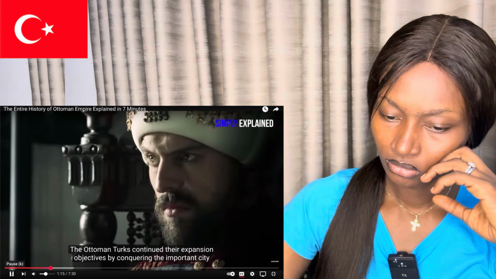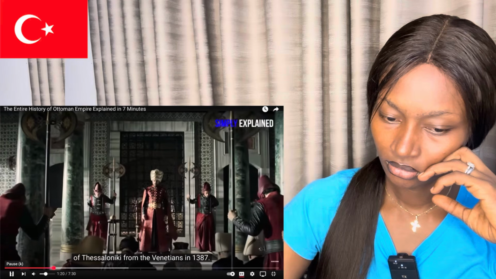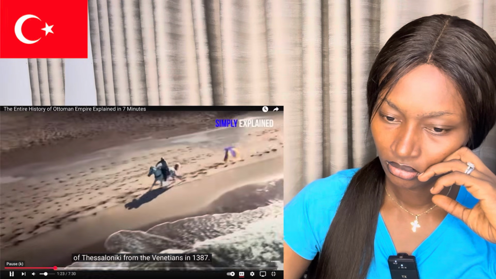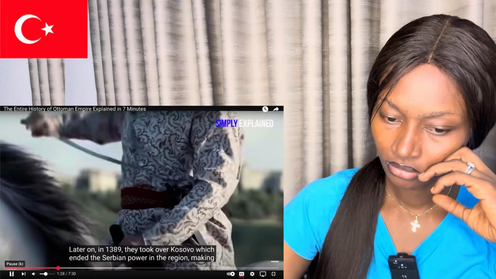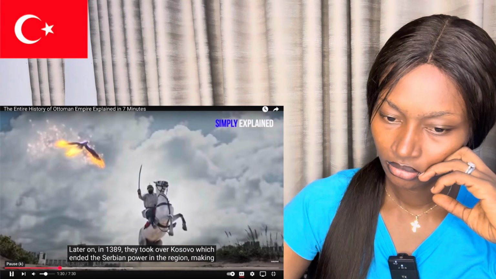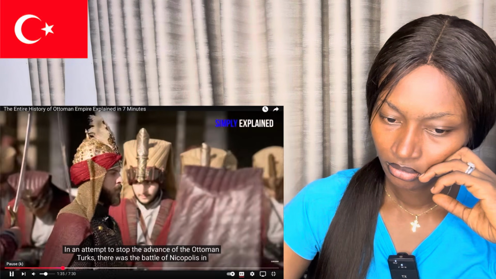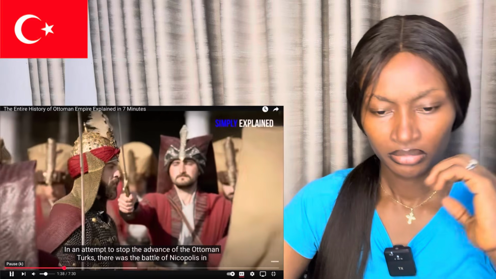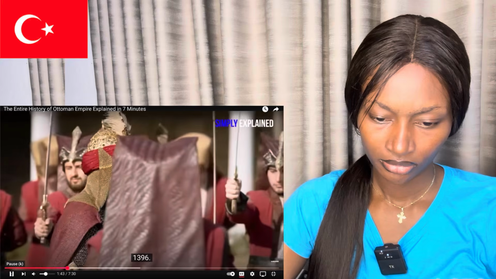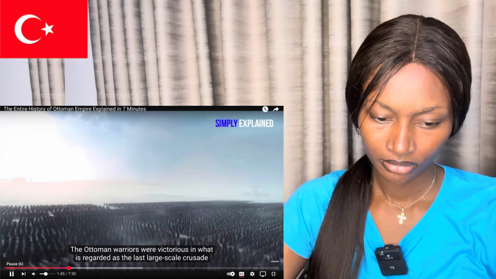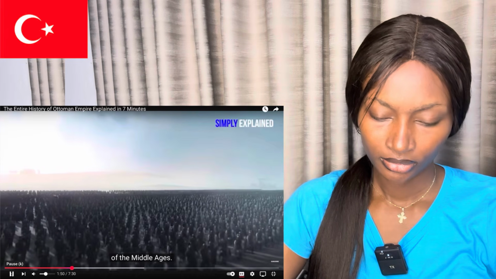The Ottoman Turks continued their expansion objectives by conquering the important city of Thessaloniki from the Venetians in 1387. Later on, in 1389, they took over Kosovo, which ended the Serbian power in the region, making way for the Ottomans to expand into Europe. In an attempt to stop the advance of the Ottoman Turks, there was the Battle of Nicopolis in 1396. The Ottoman warriors were victorious in what is regarded as the last large-scale crusade of the Middle Ages.